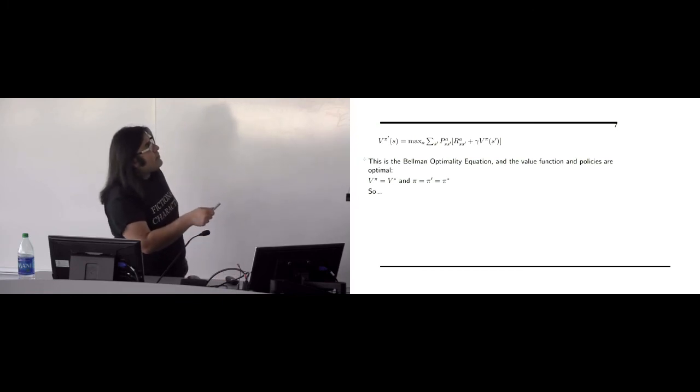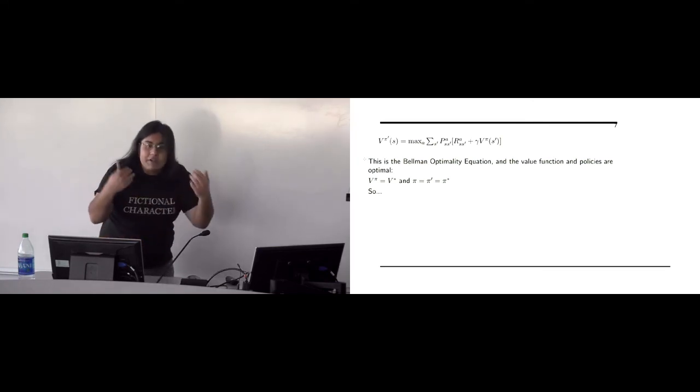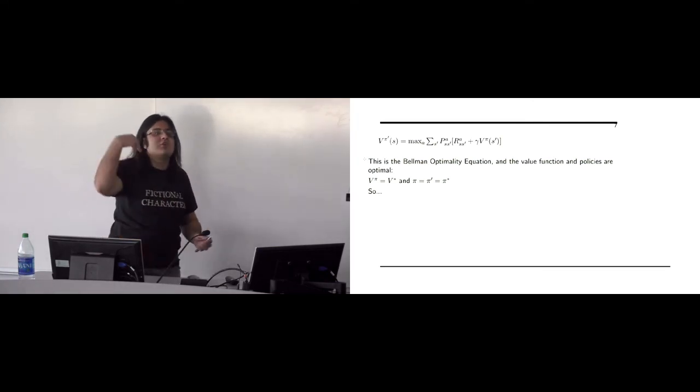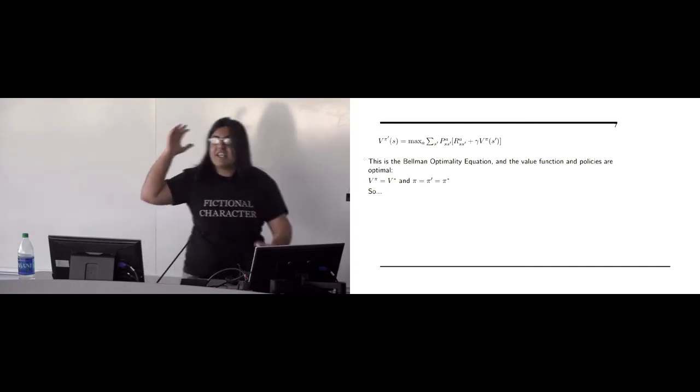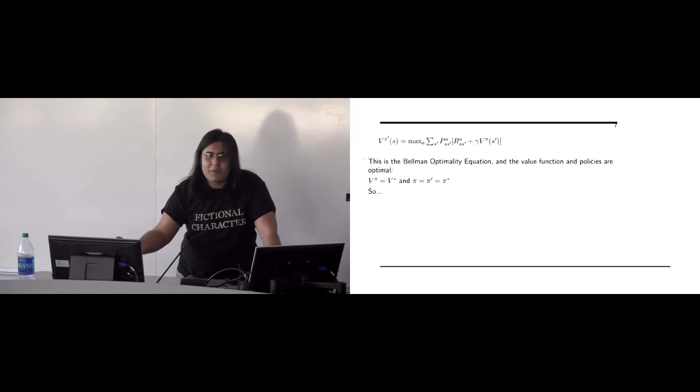V pi prime of s is max over all possible actions. We want to find what action maximizes this. And then this is the Bellman optimality equation, and the value function and policies are optimal, if we keep going for a very long time, if we iterate over all states, and at each iteration, we iterate over all possible actions.